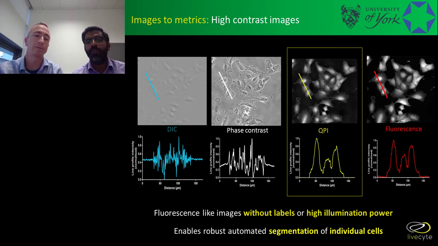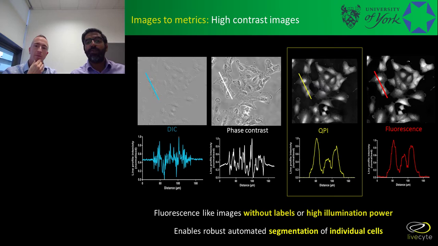Okay, so what we're looking at on this slide is how we can start to turn those images into metrics. We'll do that by comparing what contrast we gain from a quantitative phase image compared to conventional label-free imaging technology. So we have the same sample here, the same line profile across the same three cells. It's only when you look at the line profile, the gray values, that you see these three distinct peaks, one for each cell, with the quantitative phase image. To get that same information from the phase contrast or the DIC image is very difficult. You have the same amount of gray level in the DIC image inside the cell as you do in the background alone.